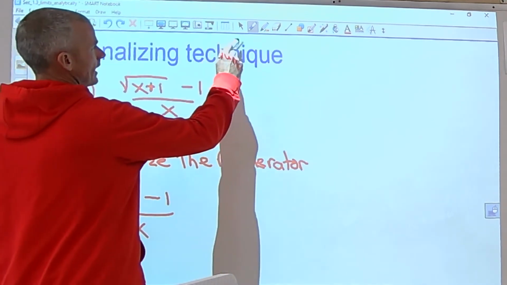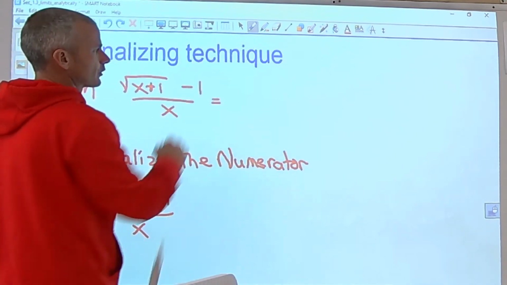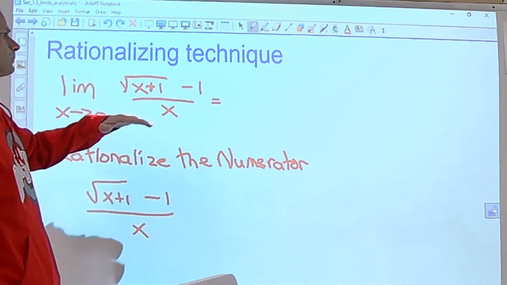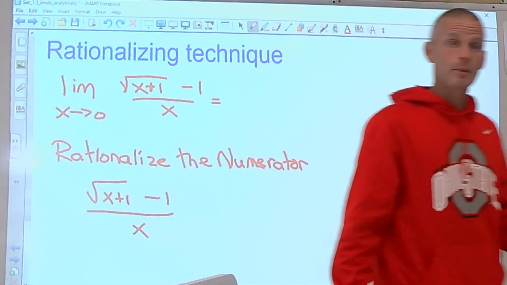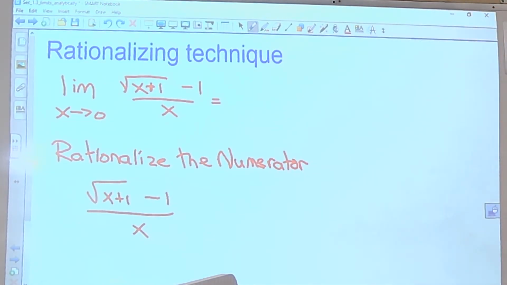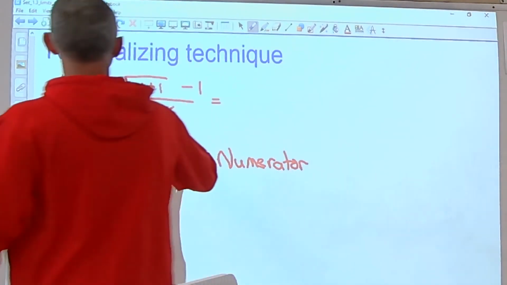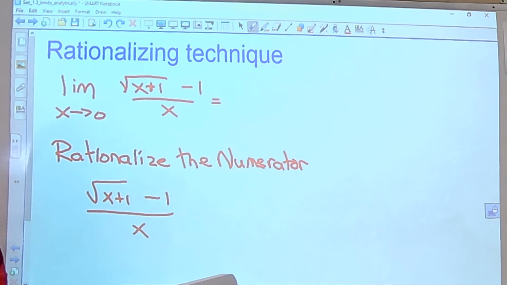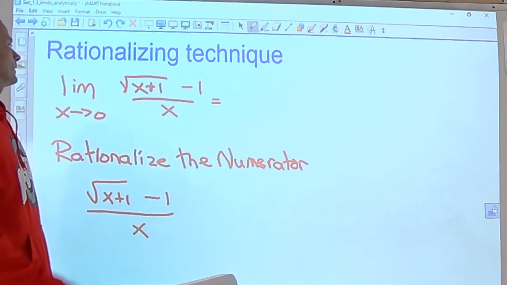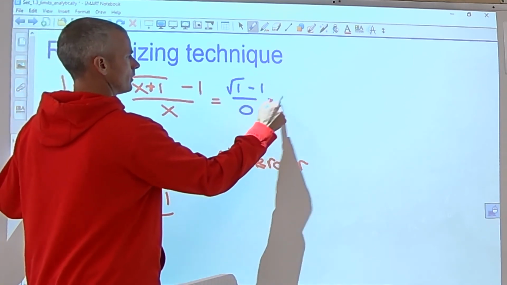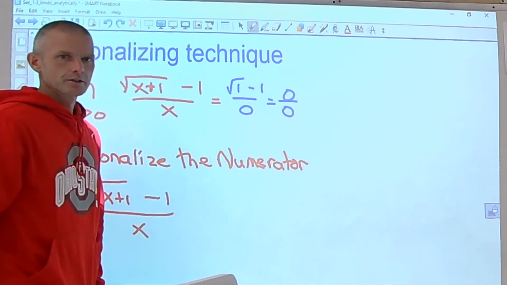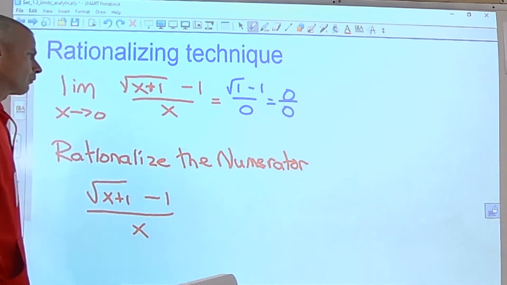There is something else that happens sometimes where we get that kind of indeterminate form. So we've talked about in the past, in other math classes, about rationalizing the denominator. But we have a rationalizing technique that can help us with the indeterminate form of the limit as well. So take this example as the first case for that. The limit as x approaches 0 of this function. If we do a direct substitution, we get the square root of 1 minus 1 over 0, which obviously gives us that 0 over 0, or that indeterminate form.